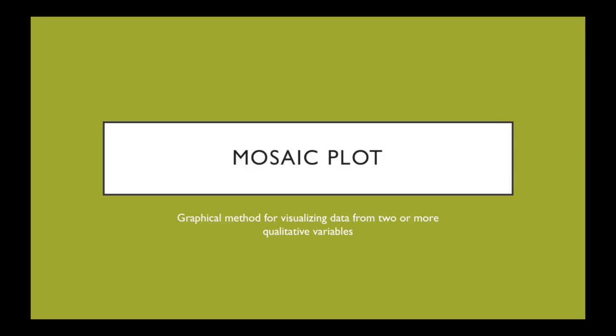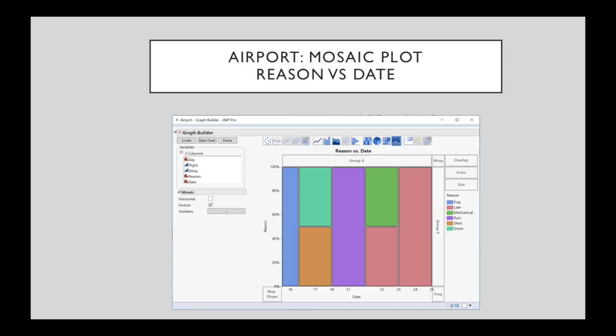The mosaic plot is a graphical method for visualizing data from two or more qualitative variables. This mosaic chart shows the distribution of probabilities of the reason for the delay for each day. For example, on the 16th, all of the delays were because of fog.